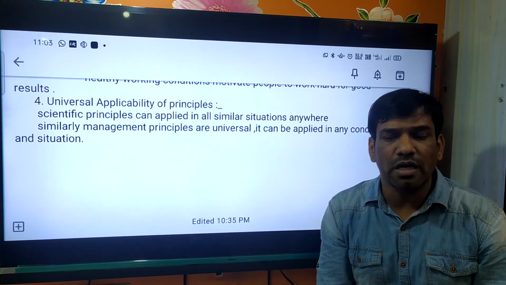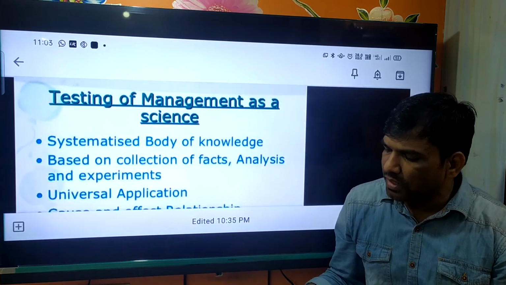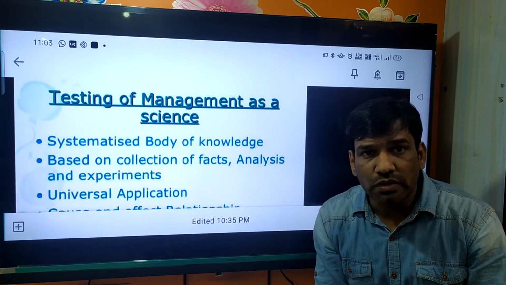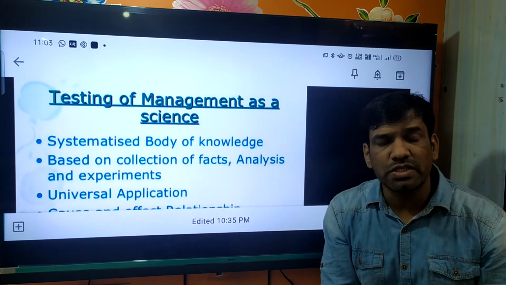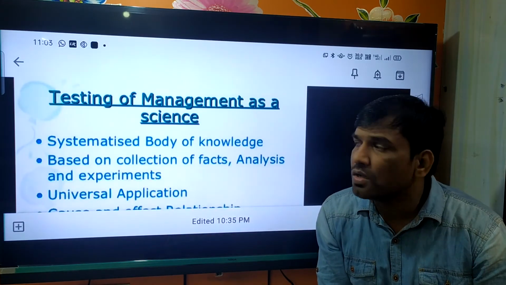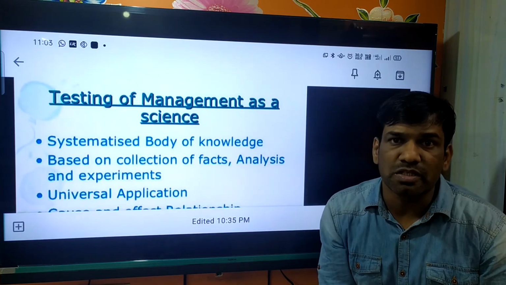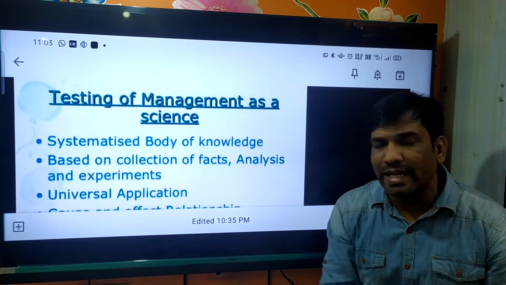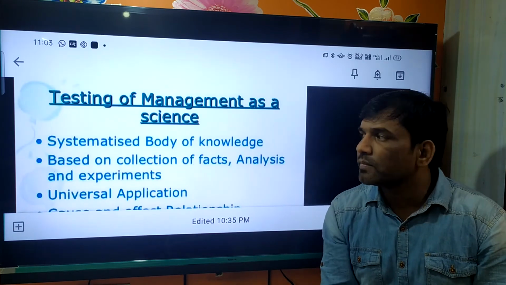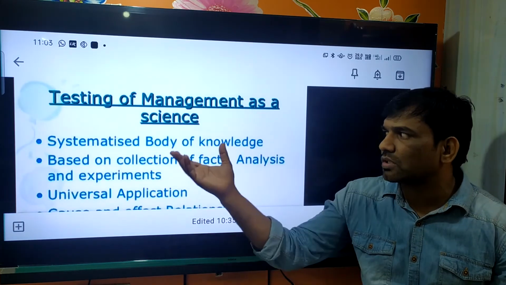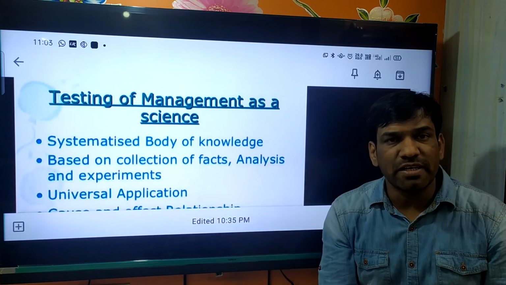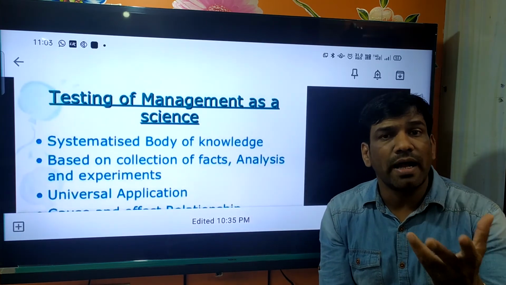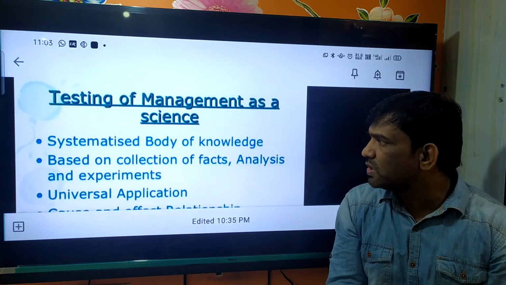So here the conclusion is that management is a science, because science is based on a body of knowledge. Management is also based on a body of knowledge, and that is the principles of management. It is based on collection of facts, analysis and experiments. Science, like management, is also based on certain facts जो कि मैनेजमेंट एक्सपर्ट्स ने कलेक्ट किया, डाटा एनालाइज किया, हमारे सामने रखा, and now these are known as management principles.